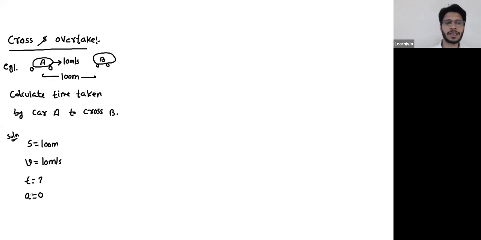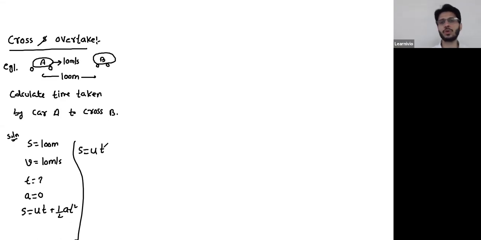To calculate this time, you can use the relation S is equal to ut plus half at square. If you substitute a equal to 0 in this equation, then you're left with just S is equal to ut. Or you can write u as S by t, so it's simply displacement by time. So if acceleration is 0, instead of using the full equation, you can directly use u is equal to S by t. So your time would be S by u.